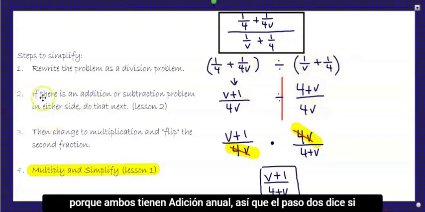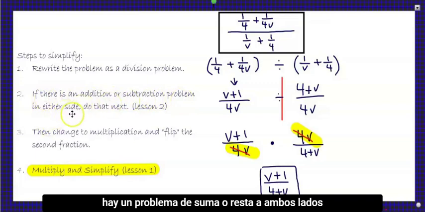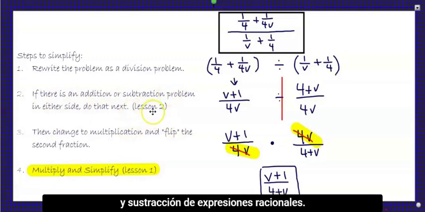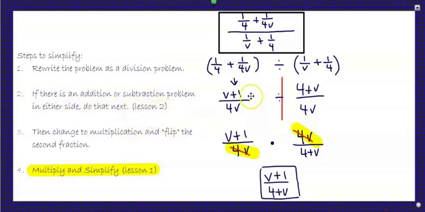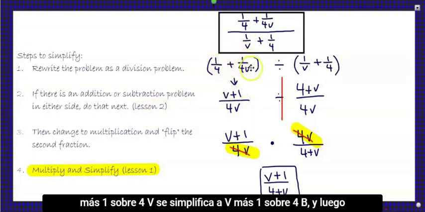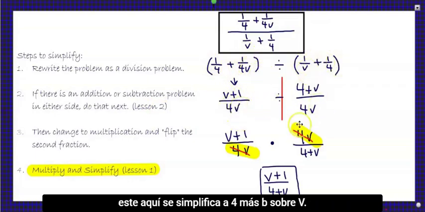So step 2 says if there's an addition or subtraction problem on either side, do that next. And that was our Lesson 2. That was our addition and subtraction of rational expressions. So, and I didn't go through all the steps here, but this 1/4 plus 1 over 4v simplifies to v plus 1 over 4v. And then this one here simplifies to 4 plus v over 4v.